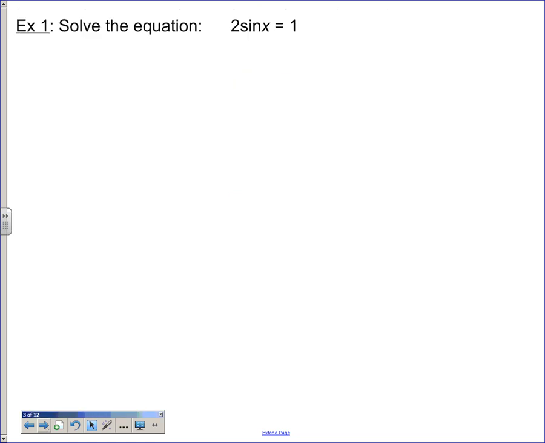So our first example is a pretty easy one. Remember to isolate the trig function, so we have 2 sine of x equal to 1. So we're going to isolate sine of x by dividing by 2, and we get sine of x equals 1/2.